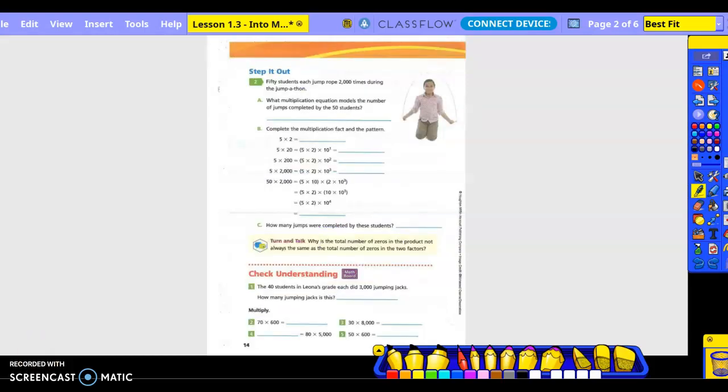Step it out. Number 2, 50 students each jump rope 2,000 times during the jump-a-thon. What multiplication equation models the number of jumps completed by 50 students? So we would take what? 50 times 2,000, right? So first of all, 5 times 2 is 10. Okay, so we would have 5 times 2 is 10, times 10 to the first power is what? 10. So we'd have 1 with 2 zeros, right?